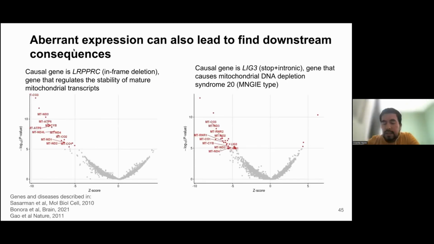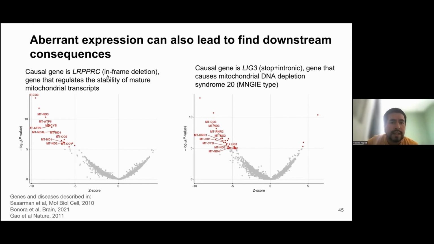The previous cases were direct: you have a loss of function variant in the gene, and that leads directly to underexpression of that same gene. But we have found other very interesting cases with downstream consequences, so it's not necessarily the gene carrying the mutation that is aberrantly expressed. What do I mean here? For example, in this case the causal gene was LRPPRC, and that gene is known to regulate the stability of mature mitochondrial transcripts.